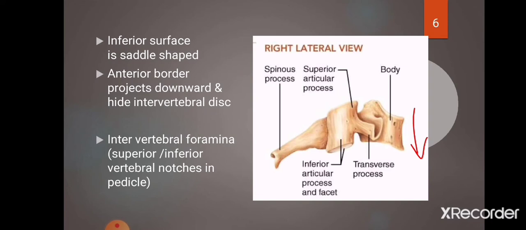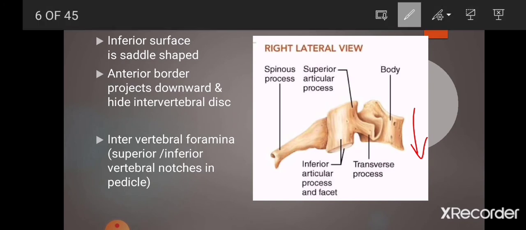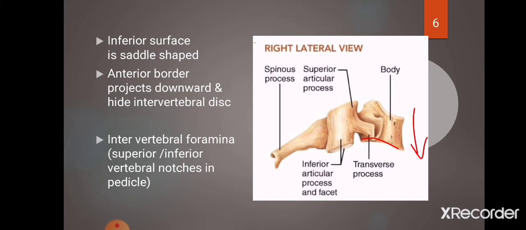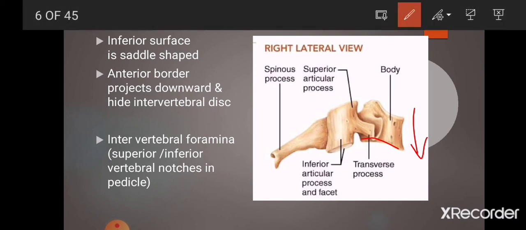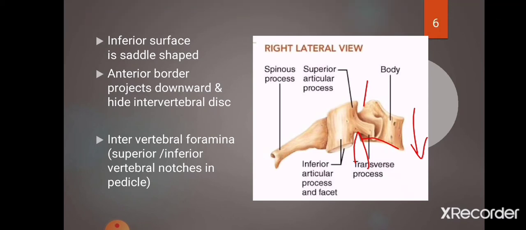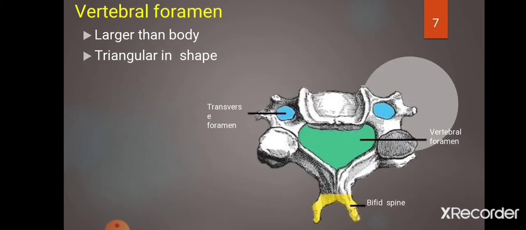Then the inferior surface is saddle shaped. The inferior surface is this surface. It is saddle shaped. The anterior border is projecting downwards and hides the intervertebral disc. Then the intervertebral foramina, that is superior and inferior. Here we can see the intervertebral foramina. This is the superior and this is the inferior. The superior vertebral notch is shallow while the inferior vertebral notch is deeper. In this way we can identify the superior and the inferior surfaces and the notches.